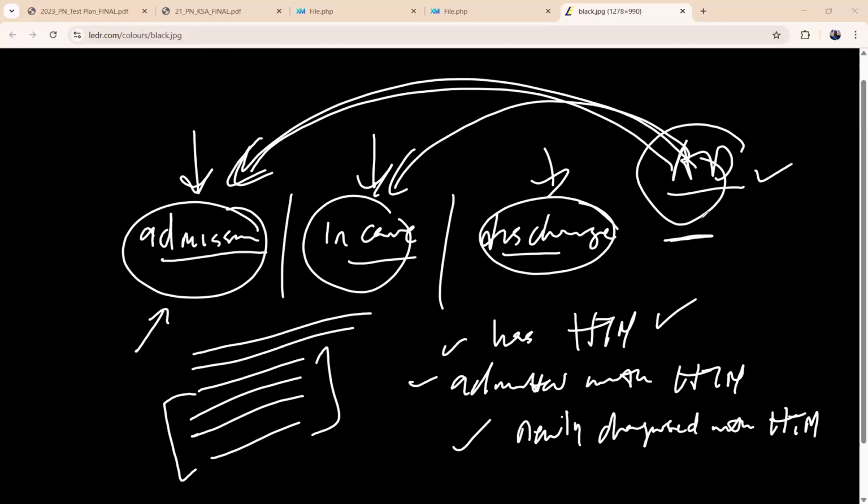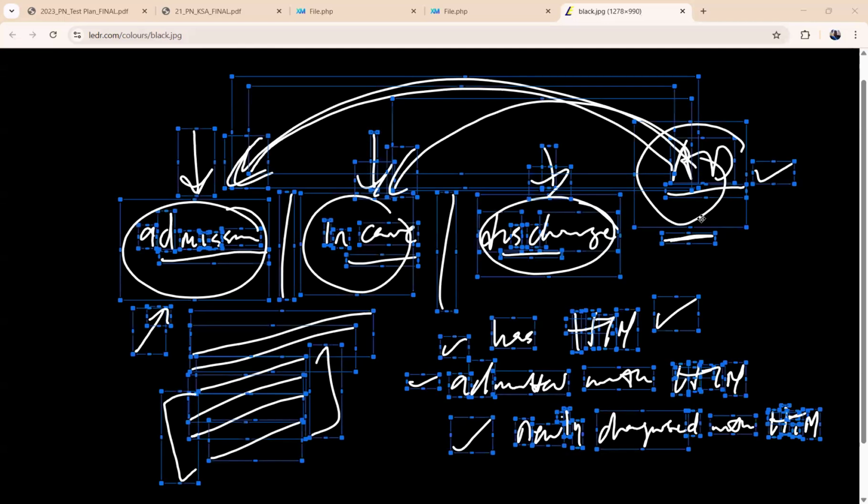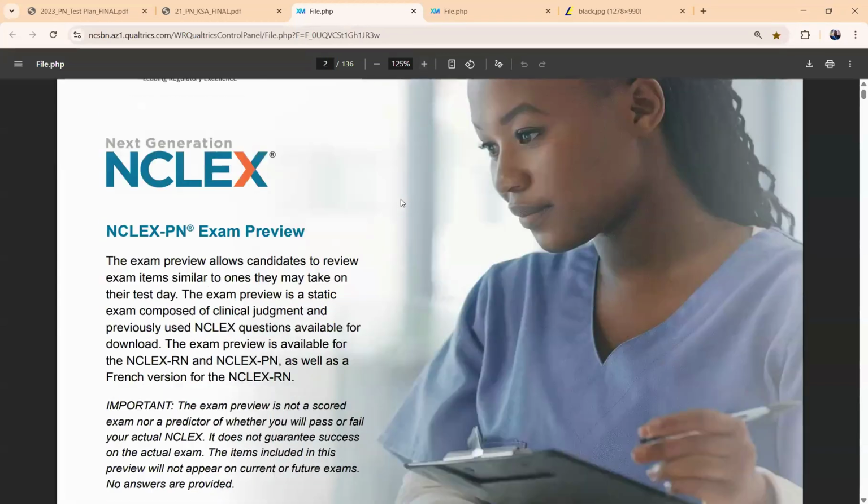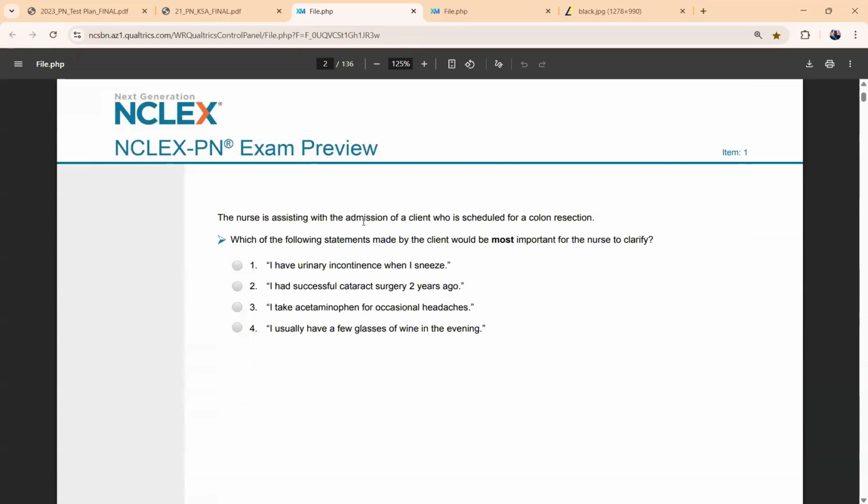So you need to understand, are we currently in a phase that involves general care, or are we in a phase where we need to do something? Now let me show you a certain question. If you look at this question right here, it's saying admission.